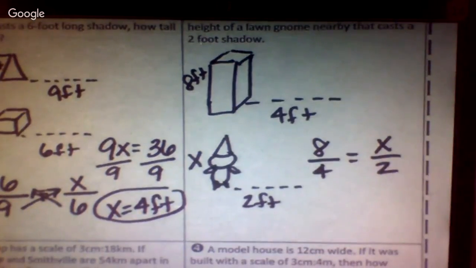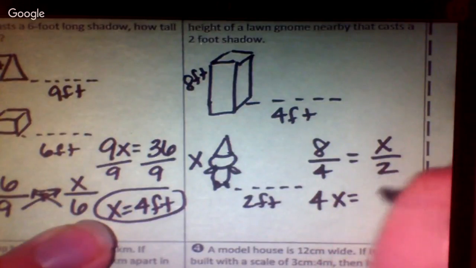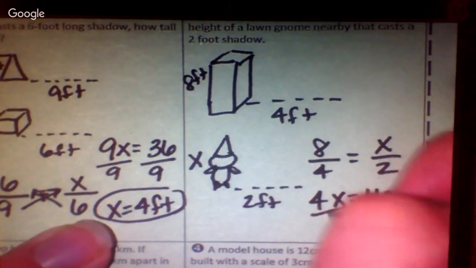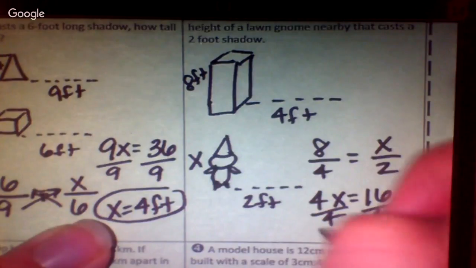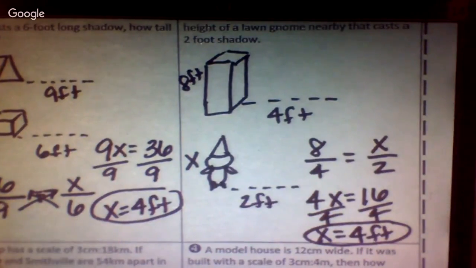So if I do 8 over 4, which is the height over the shadow, I need to do height over the shadow. So when I cross multiply, I get 4x equals 16, divide by 4, and yes, x equals 4 feet. This just needed to double it, because in the beginning it was half. The telephone booth is 8 feet, the shadow is 4 feet. That's another way to look at it.